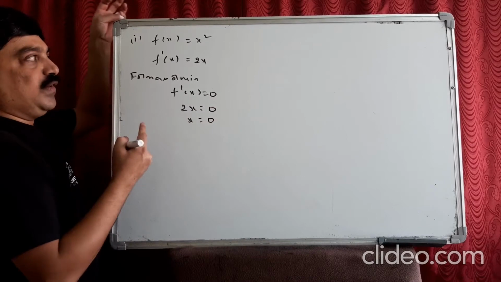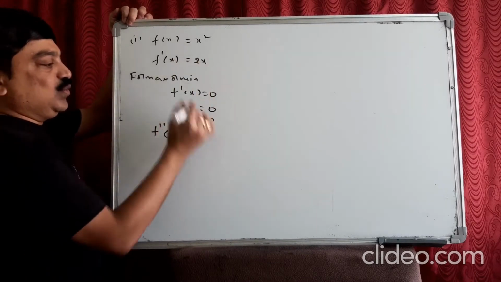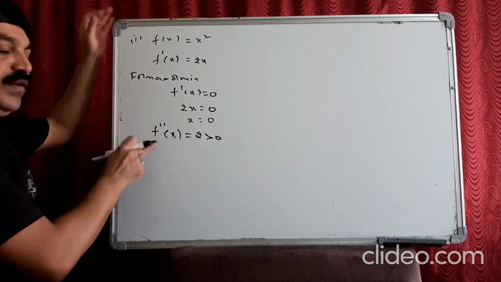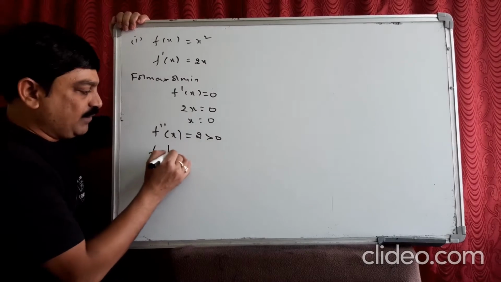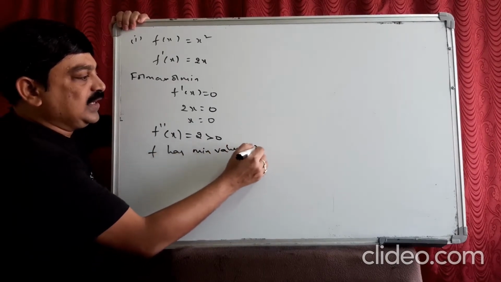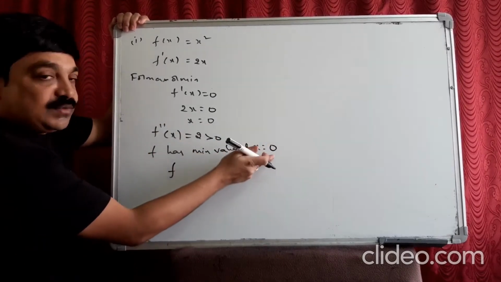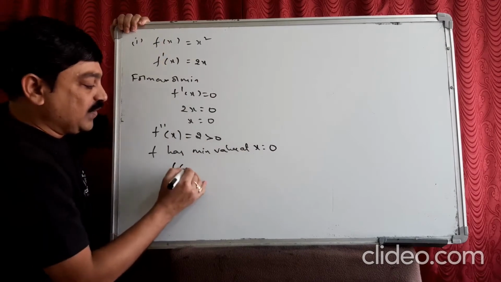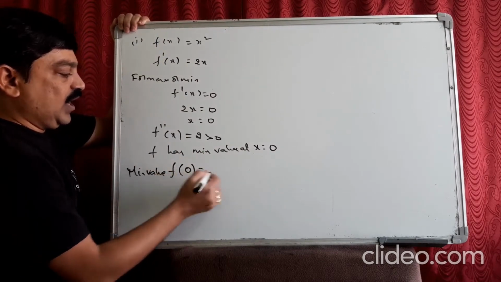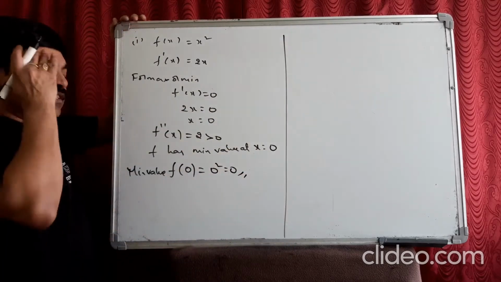Now go with the double derivative. f double dash of x is 2. And 2 is positive. Without substituting, we are getting this. So when the double derivative is positive, f has a minimum value at x equal to 0. What is that minimum value? You have to substitute this value in the main function, f of 0. Minimum value f of 0 is equal to 0 square, which is 0. Understand? This is the process.